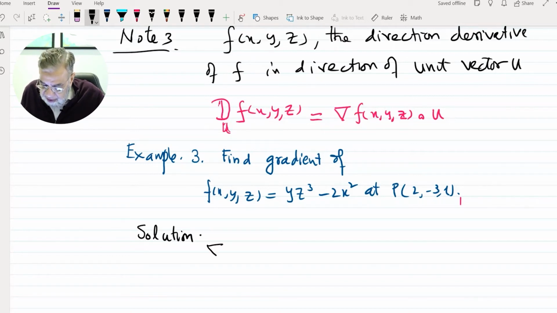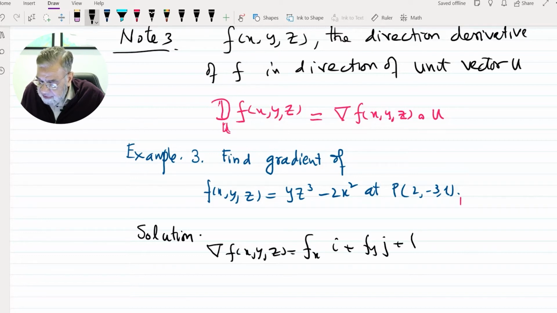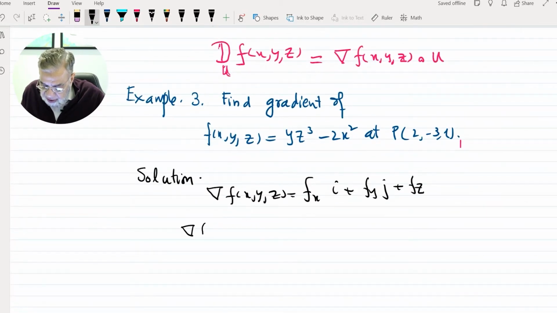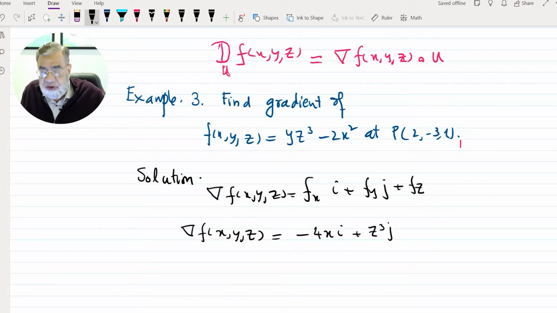So we have the formula for the gradient. The gradient of the function is equal to f_x i plus f_y j plus f_z k. So we find the partial derivatives, then we evaluate at a point. The gradient of the function at any point x, y, and z: we take the derivative with respect to x. The first term is y z cubed, they are constant, only x is changing, so we get minus 4x i. Then with respect to y, we have plus z cubed j, and with respect to z, we have plus 3y z squared k.